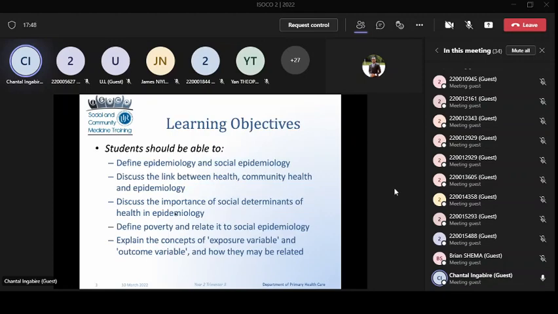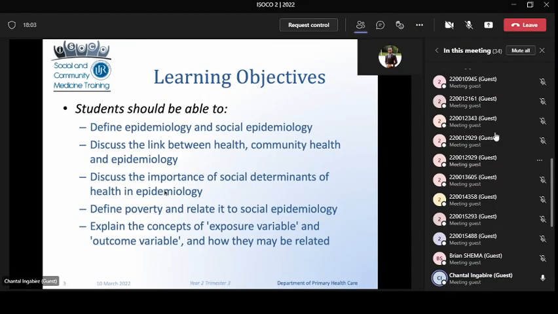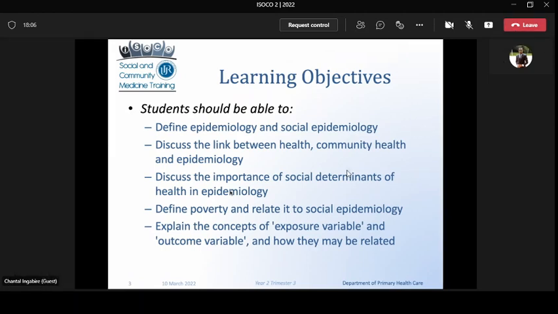Able to discuss the link between health, community health, as well as epidemiology. We are going to be discussing the importance of social determinants of health in epidemiology. We'll be talking about poverty related to social epidemiology. And we are also going to explain some of the concepts that are being used in epidemiology, namely the exposure variable and the outcome variable, and how these are related.